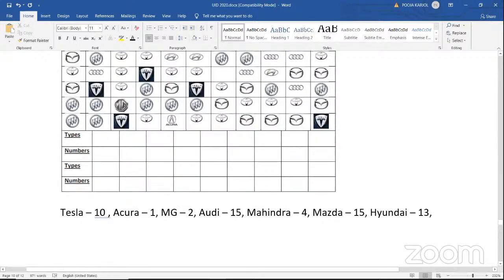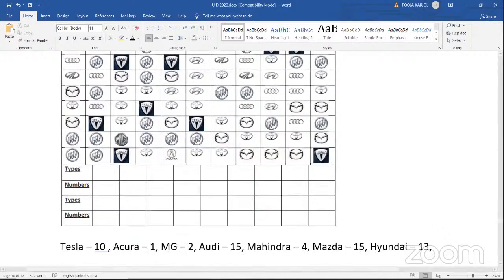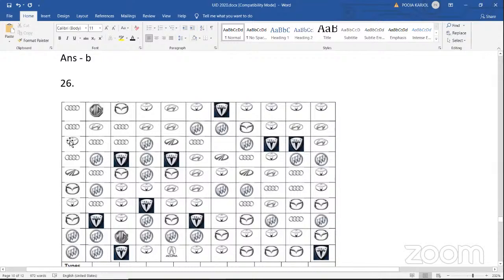Next to it, Toyota. One, two, three, four, five, six, seven, eight, nine, 10, 11, 12, 13, 14, 16, 18, 19, 20, 21, 22, 23, 24, 25.